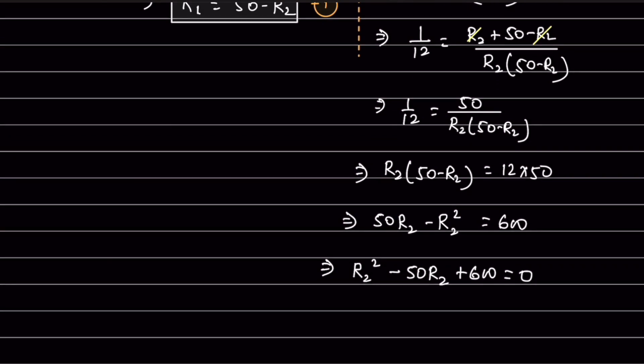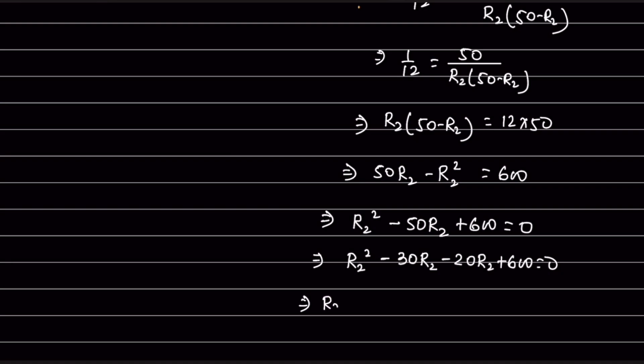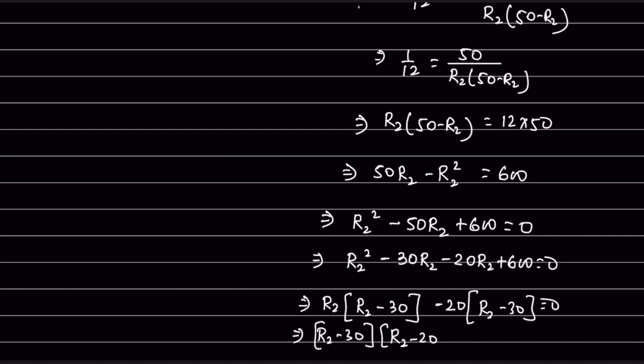So if we use the middle term splitting concept, R2 square minus 30 R2 minus 20 R2 plus 600 is equal to 0. R2 we can take common, R2 minus 30, and here minus 20 we can take common, again R2 minus 30 is equal to 0. So from here (R2 minus 30) and (R2 minus 20) is equal to 0. So from here we can say that R2 value could be 20 or 30.